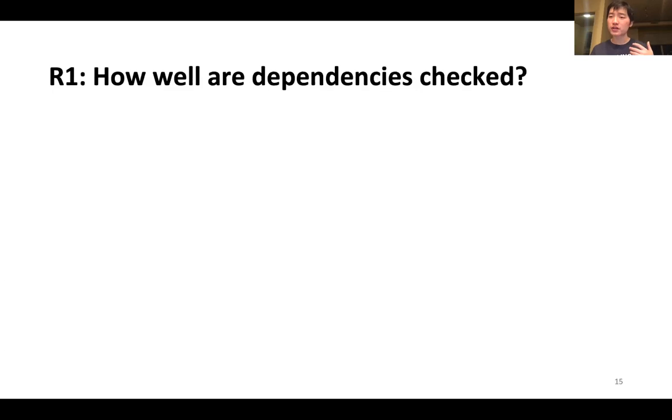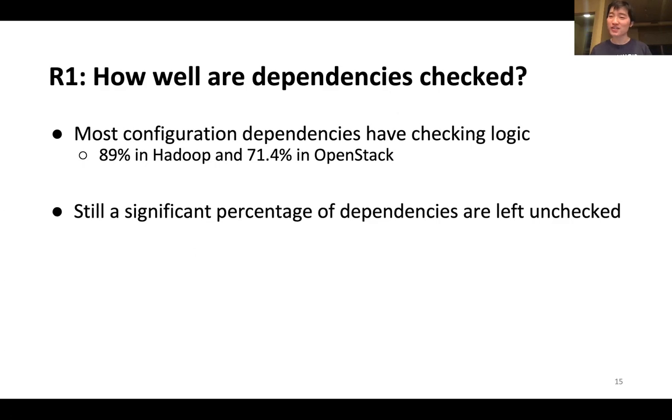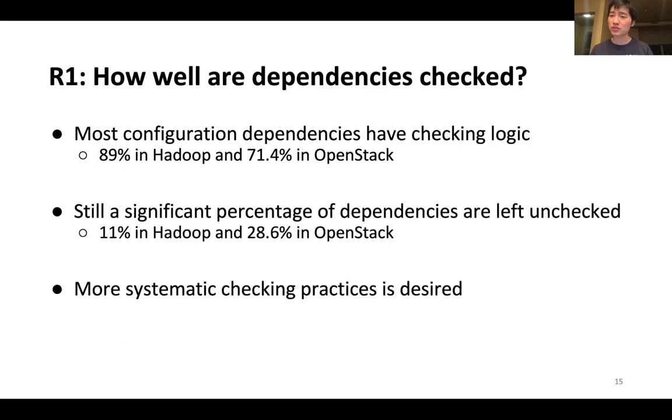And here are the observations for the first question. We find most configuration dependencies have checking logic. Specifically, 89% in Hadoop and 71% in OpenStack have checking logic. However, this shows there still exists a certain percentage of dependencies which are unchecked. So this shows we require more systematic checking practices for configuration dependencies.